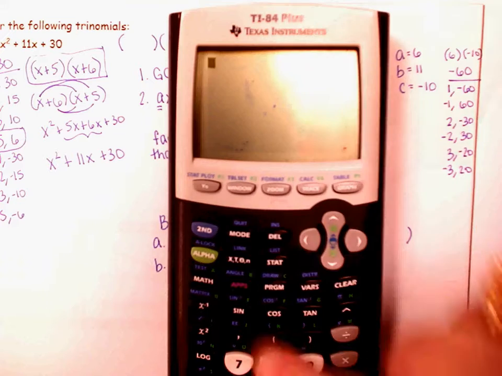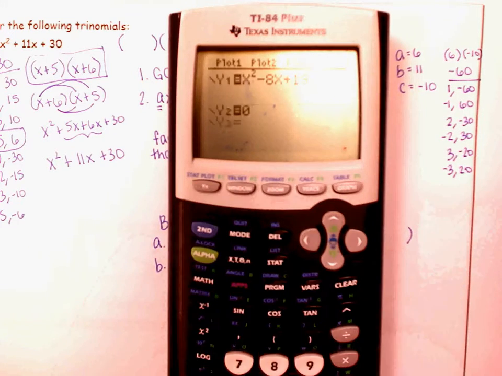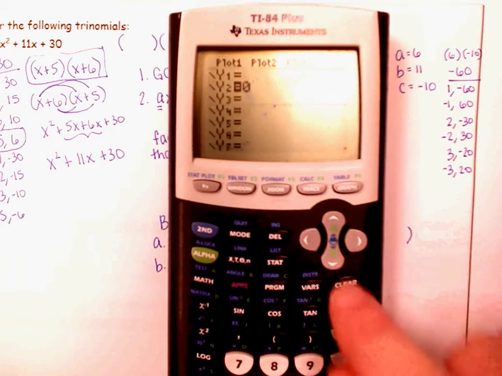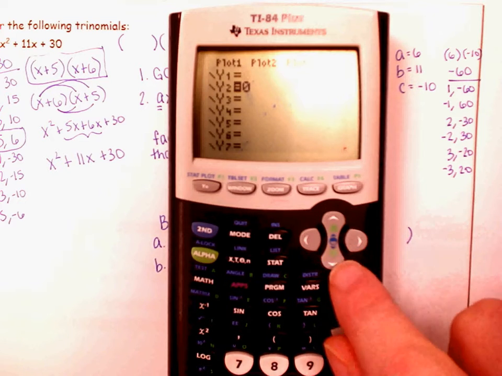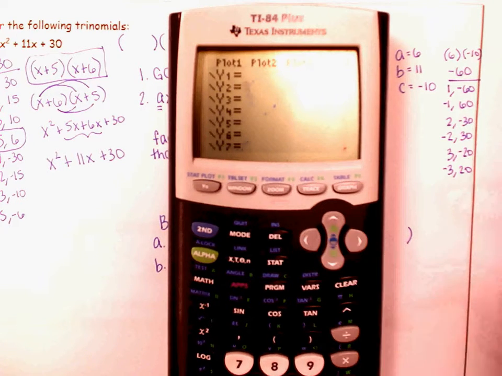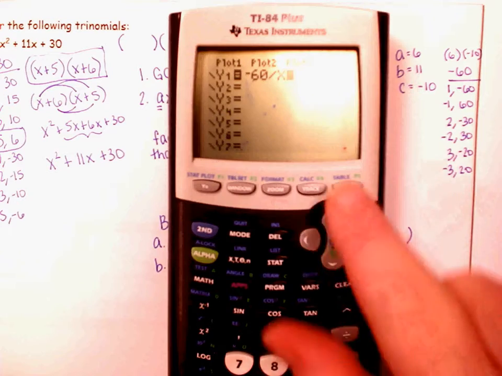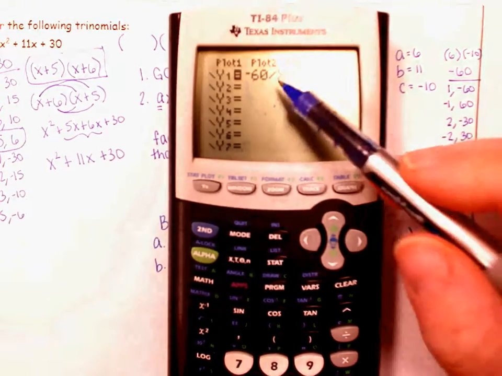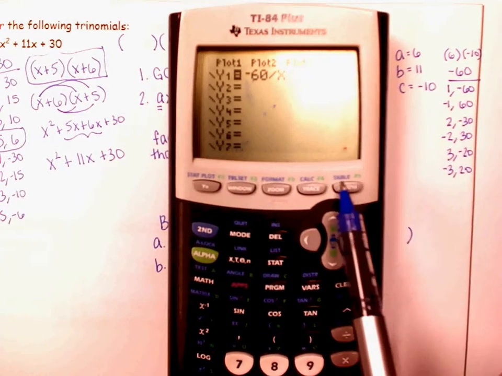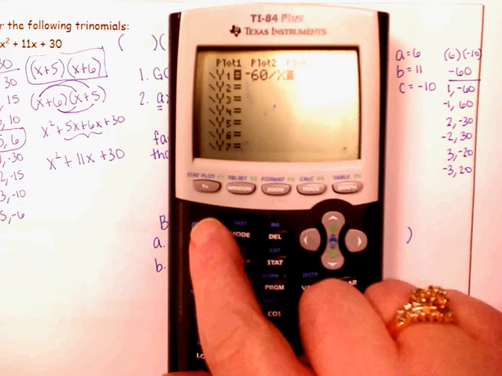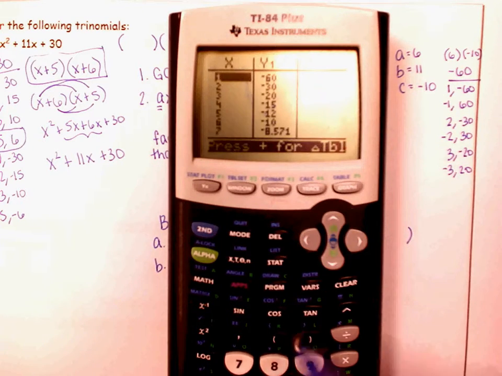So on your graphing calculator, you can go to your y equals. Let me clear out what I've got in there already. And I'm going to put in the number I want the factors of, which in this case is negative 60. And I'm going to divide by x. So always the number you're trying to find factors of divided by x. Now I'm going to look at the table, which is in blue above graph. So I'm going to hit second graph. And it's going to give me my factor pairs.